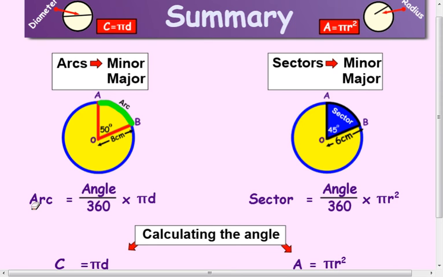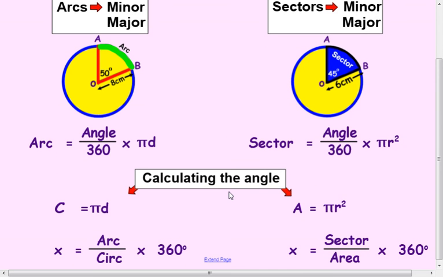The formulas for working these out are not given in the exam. An arc, to get a length here, you take the angle, in this case 50, divide by 360 and times by pi d. You're just getting a fraction of the full circumference, which is pi d. In the sector, you're taking your angle, in this case 45, divide by 360 and times by pi r squared. That's the area of a full circle.